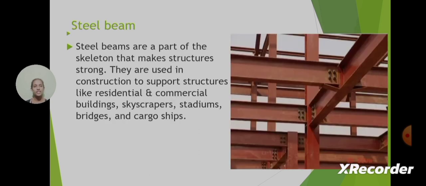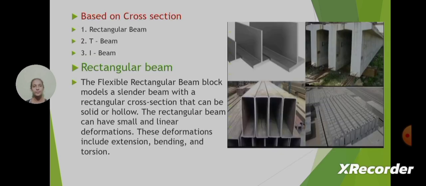Steel beam. Steel beams are the part of the skeleton that makes the structure strong. They are used in construction to support structures like residential or commercial buildings, skyscrapers, stadiums, bridges, and cargo ships. Based on cross section: rectangular beam, T beam, and I beam.